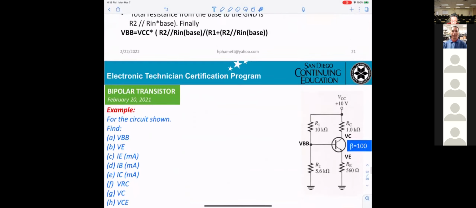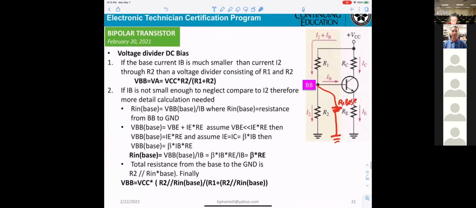So essentially you're saying before you do VCC times R2 divided by R1 plus R2, you have to put R in base in parallel with R2, and then whatever value you get, you use that in the formula to get VB. Is that what you're saying? Exactly. Okay, bingo. Thank you. However, what I'm saying here is R in base is much higher than R2.